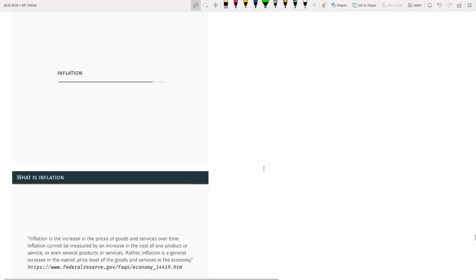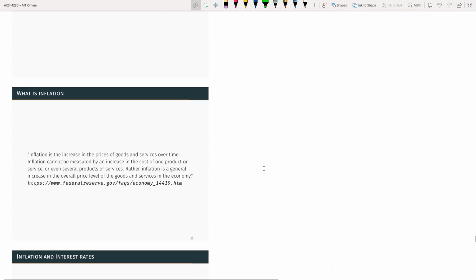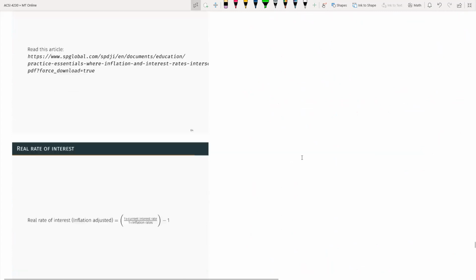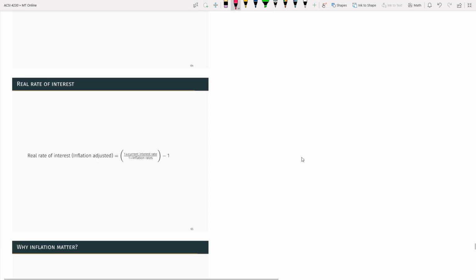And by the way, here is inflation, please read that one. The idea of inflation is that when there's inflation, the real rate is going to be less than what is quoted. So this is how you calculate the real rate of interest. You take 1 plus the current rate, let's say j, divided by 1 plus i, which is inflation. Then you subtract 1. This would give you the j real. Okay, so this j is the current rate.